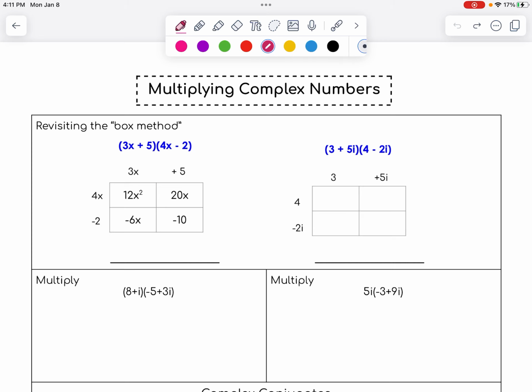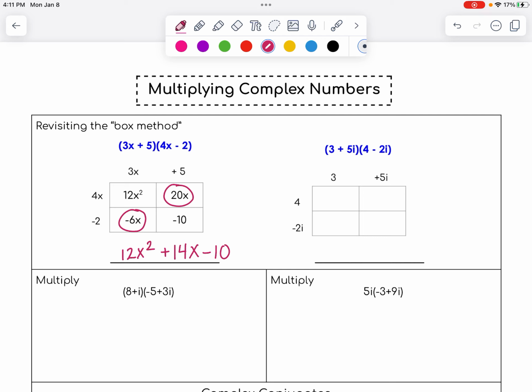So then, once we have filled in our box, we rewrite this in standard form and make sure that we simplify anything such as like terms. So starting with the 12x squared would go first. And then I have a minus 6x and a plus 20x. So there's my like terms. I'm going to combine them to get positive 14x. And then we have minus 10. And that's what you'd get if you multiplied these two together.